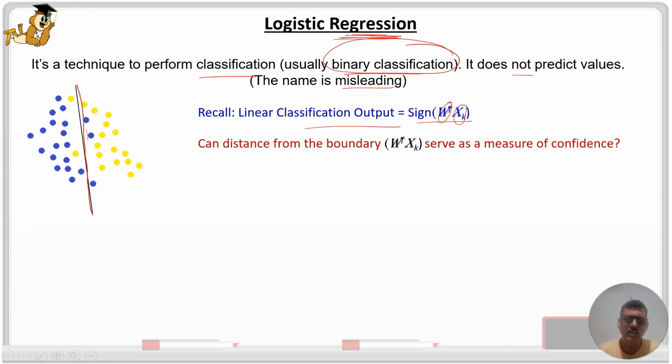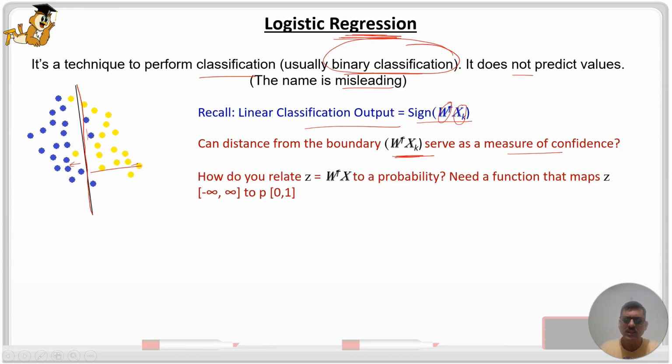We also said earlier in this lecture that the distance from the classification boundary, the distance from the separator, which is proportional to this quantity W transpose xk, can serve as a measure of confidence. We remember in probabilistic models, we are looking for a measure of confidence, or a probability associated with every output, and it was intuitive to assume that the distance from the separator could perhaps act as that measure of confidence.